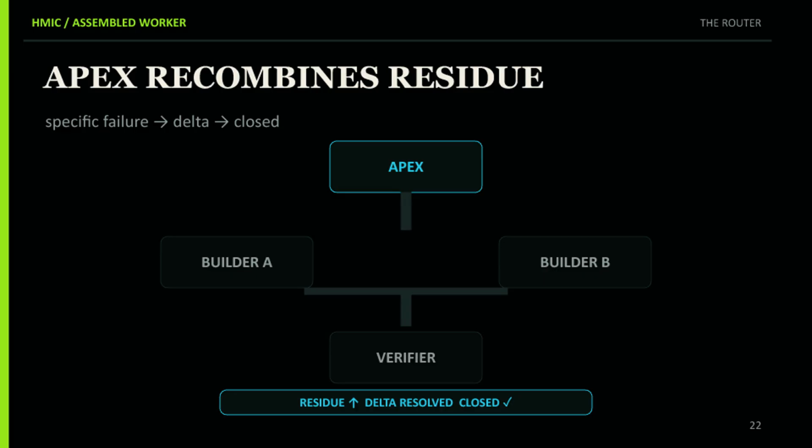Anything that fails comes back as bounded residue. The apex worker does not receive a vague retry, it receives a specific constrained failure, the exact delta between the actual output and the acceptance test. It resolves the delta and closes the work.